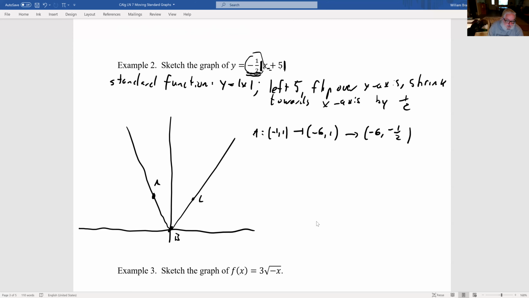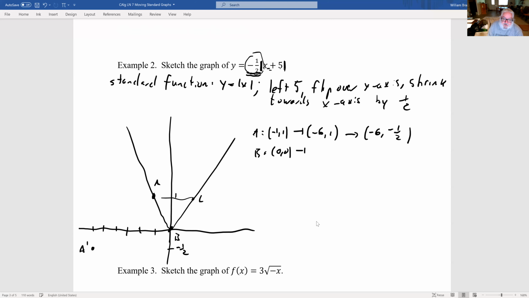So 1, 2, 3, 4, 5, 6. And if this is 1, then -1/2 would be about here. So there's my new A prime. This is -1/2. This is a height of 1. Okay, B is at 0, 0.